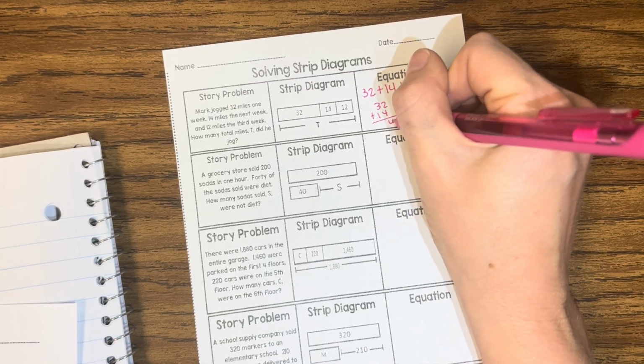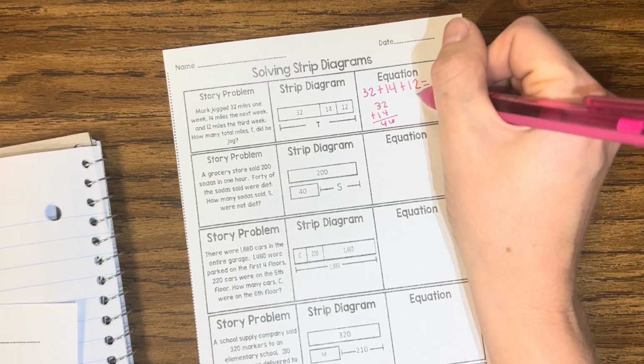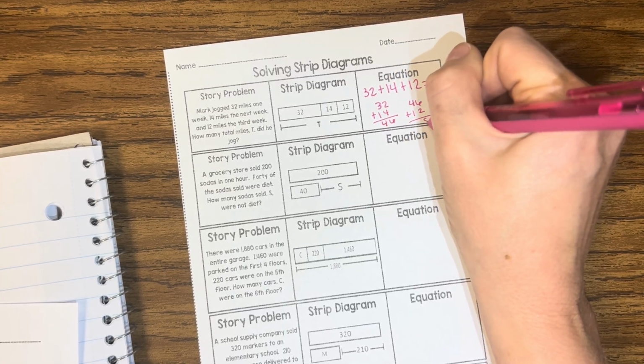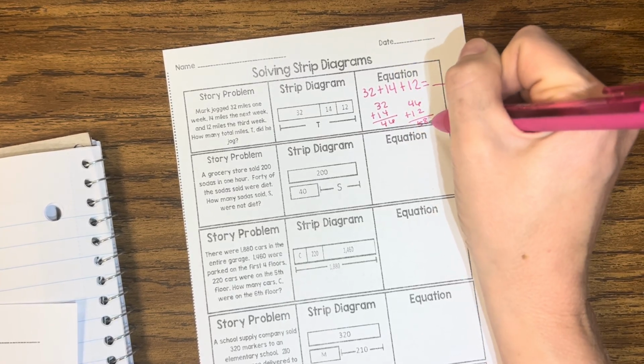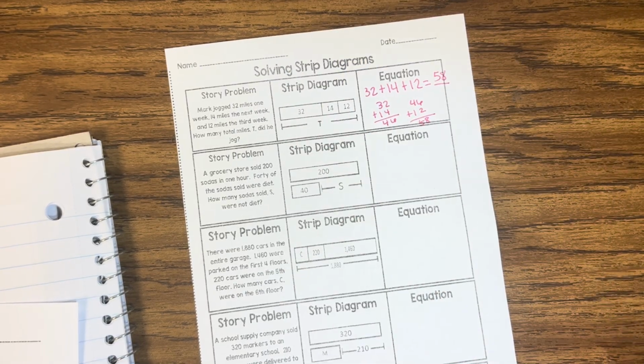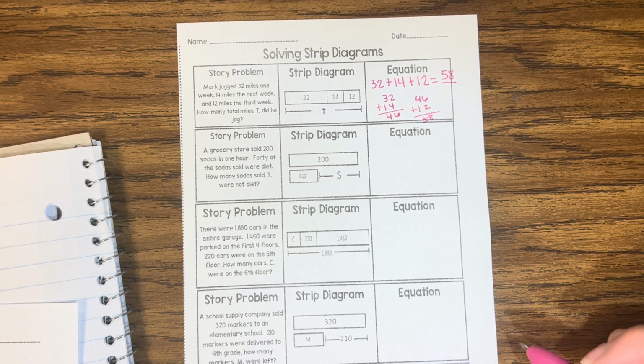2 plus 4 is 6. 3 plus 1 is 4. And then we're going to take 46 plus 12. 6 plus 2 is 8. 4 plus 1 is 5. So then this 58 miles should be how much he jogged.